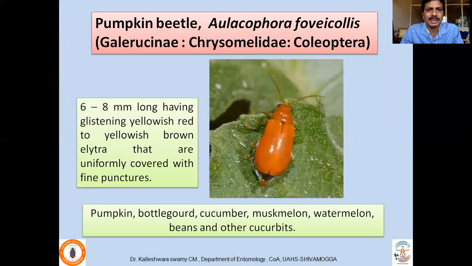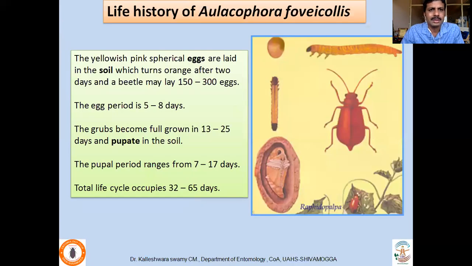So coming to other major pests is the pumpkin beetle, Aulacophora foveicollis, which is usually a glistening yellowish red to yellowish brown insect. They cause biting holes and attack a wide range of cucurbits. They lay the eggs in soil, and the grubs also feed on the roots and the parts which are touching the ground, and they pupate in soil itself. The total life cycle may occupy about 32 to 65 days.